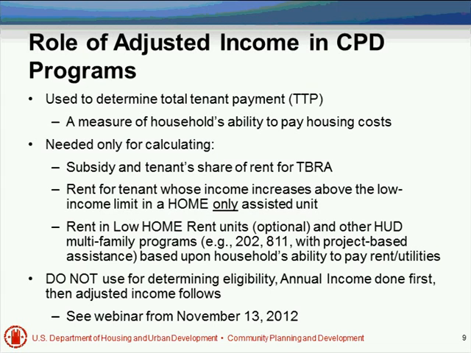You're going to be looking at whether or not the correct rent limit was charged to the low or high HOME unit. You're going to be looking at utility allowances. I mean, I could go on and on.